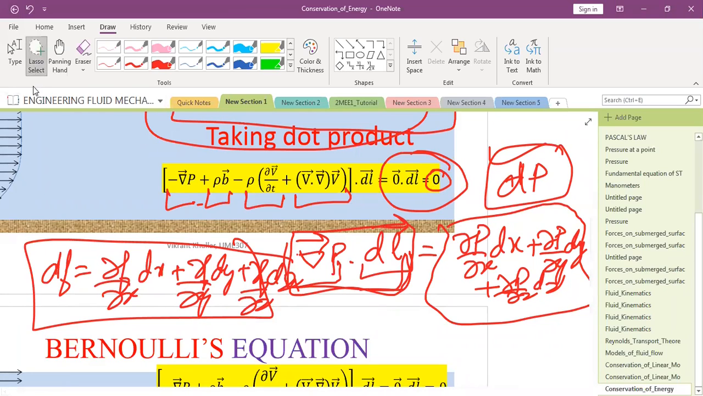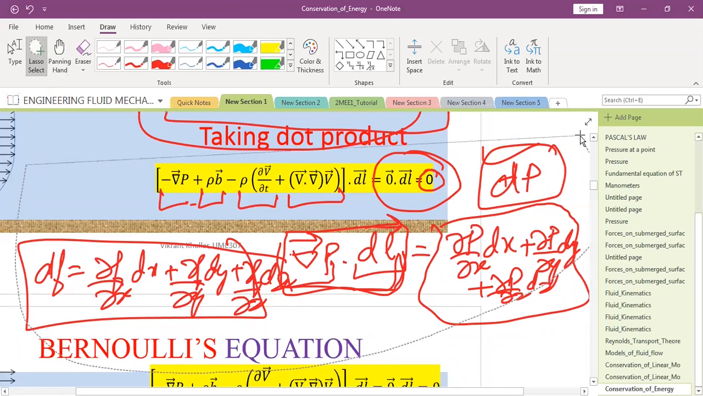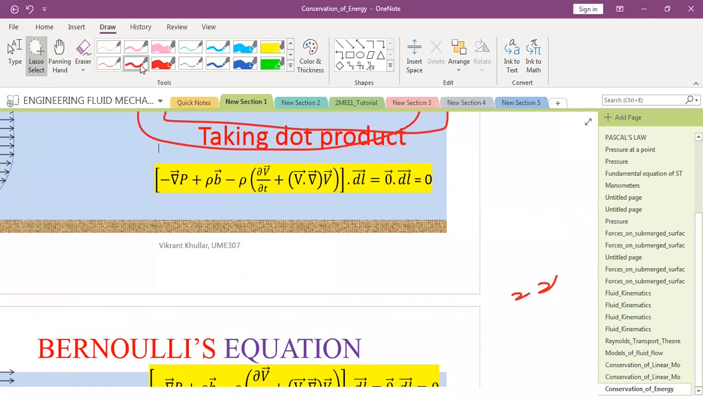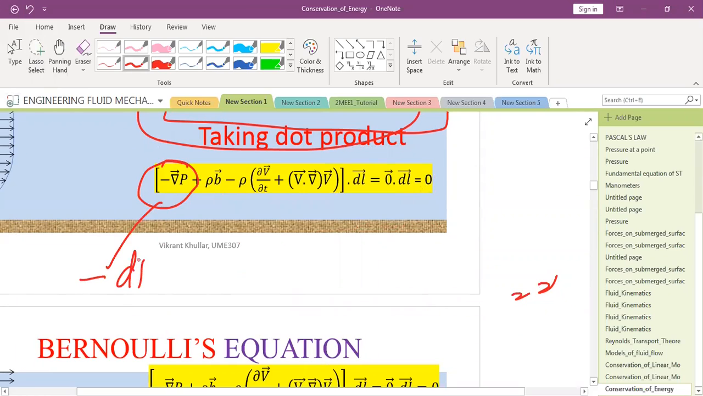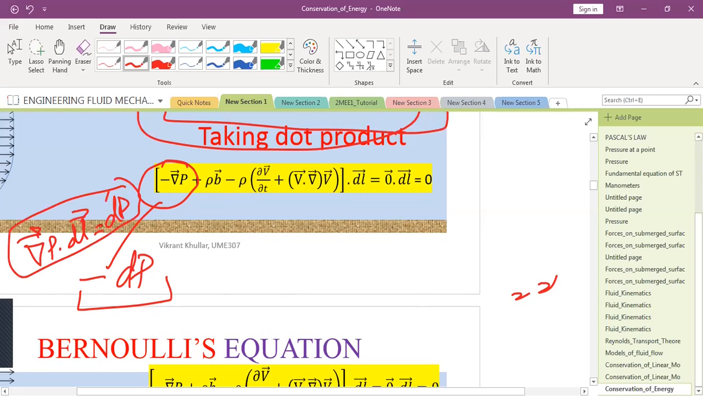What about the second term? So this term has changed to minus dp. Any doubts to anyone? So del p dot dl has changed to minus dp. So I'm writing down here del p dot dl is equal to dp, and this is a minus sign because you have a minus sign here. What about this term when you dot it with dl?